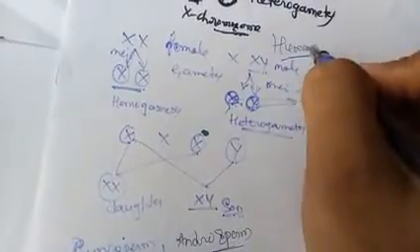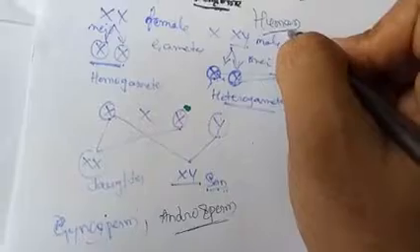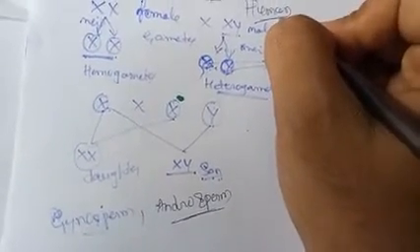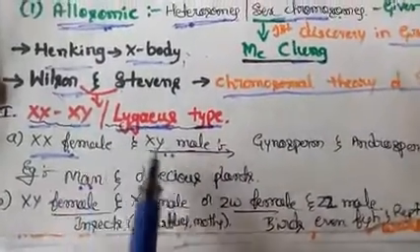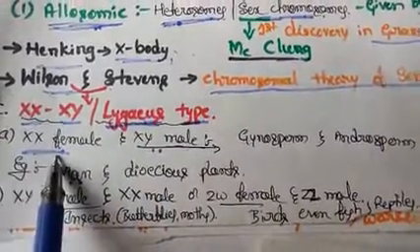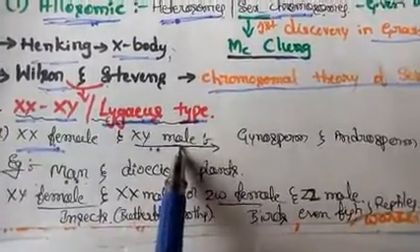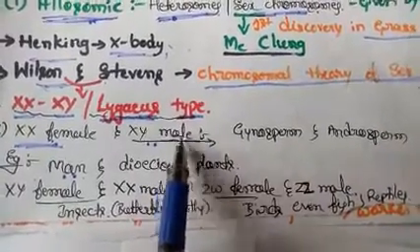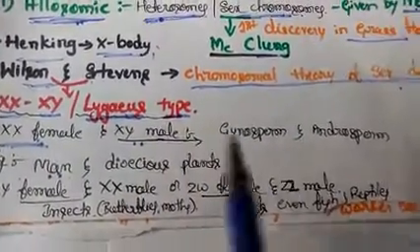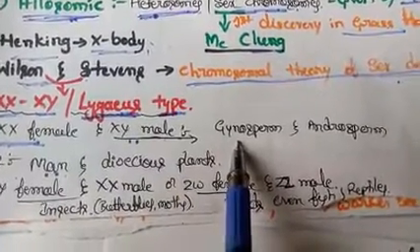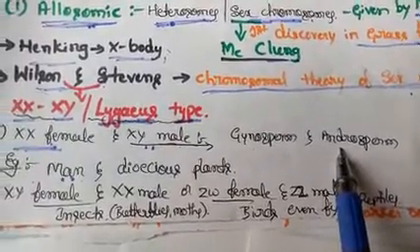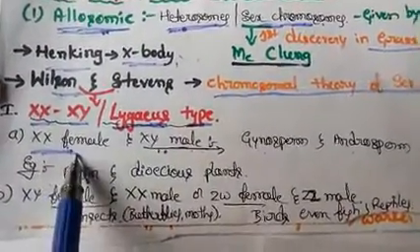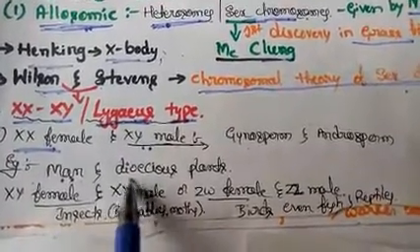So XX female, XY male type of sex determination can be seen in humans and most mammals, and especially in some dioecious plants. Here the sex determination is female homogamety, male heterogamety, and the male is producing two different types of sperms. As I just said, gynosperm is the sperm which contains the X chromosome, and the sperm which contains the Y chromosome is called androsperm.